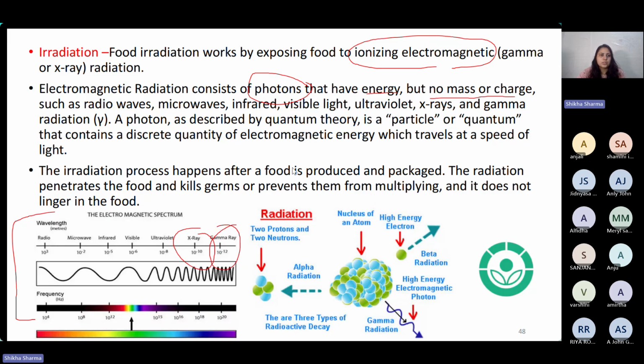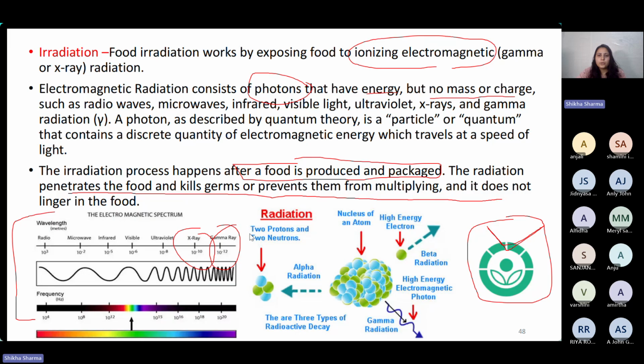The irradiation process happens after a food is produced or packaged. This kind of sign is used on the packaging or the labeling if the food is irradiated. On the food packet, we use this sign. So the radiation is going to penetrate the food and kill the germs or prevent them from multiplying, and it does not linger in the food.